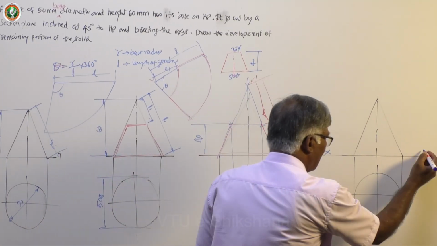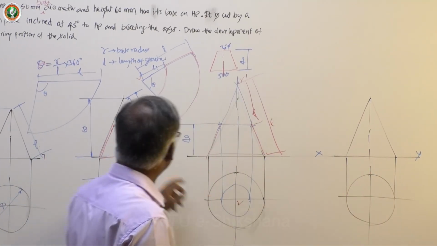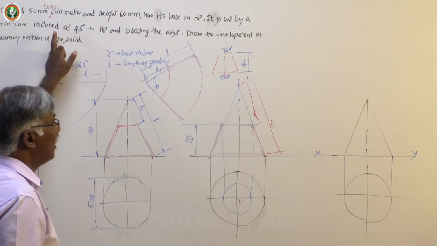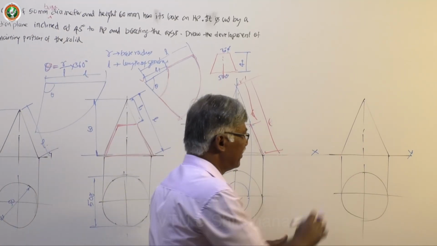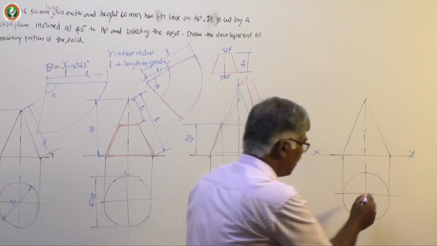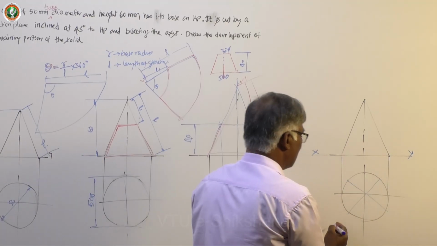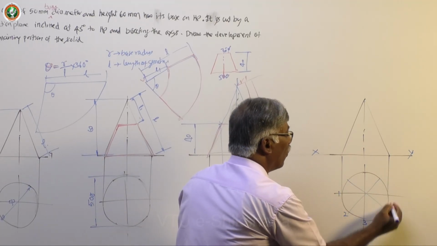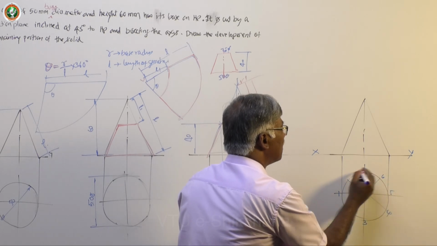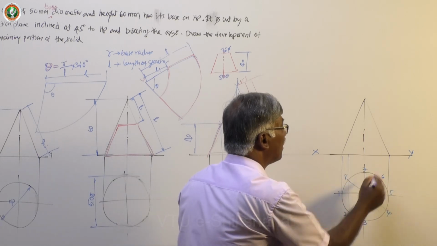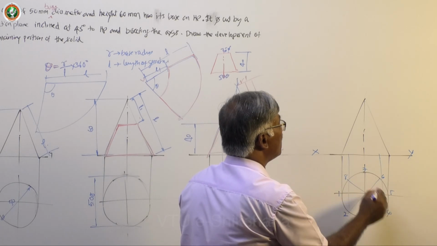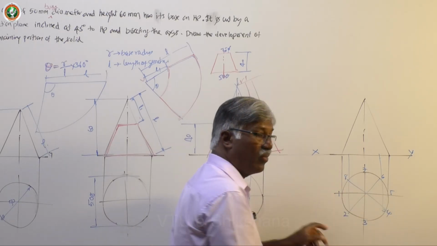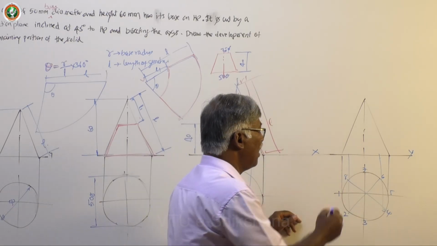Keep XY and draw the top view with the given value, 50 dia and height 60 mm. Same thing you have to do. Now divide this into n equal parts because truncation is there. Name this as 1, 2, 3, 4, 5, 6, 7, 8. Now project it. See that 4 and 6 are coinciding, 2 and 8 are coinciding once you draw the projection.